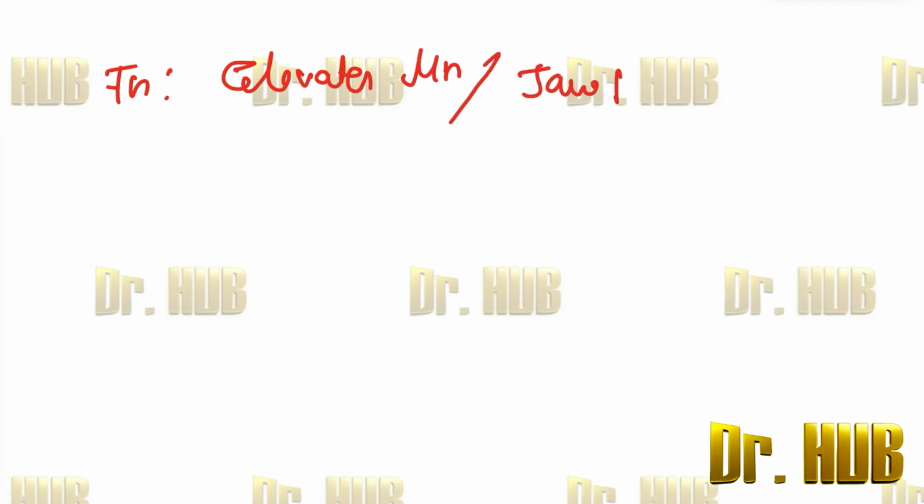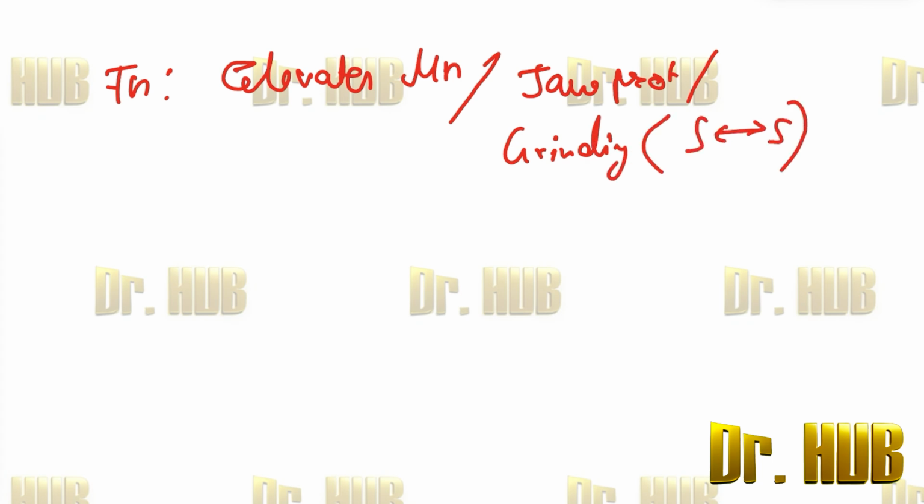Next we look at the function. The function of the medial pterygoid is it elevates the mandible. There is jaw protrusion, as well as grinding. Grinding is nothing but side to side movements.